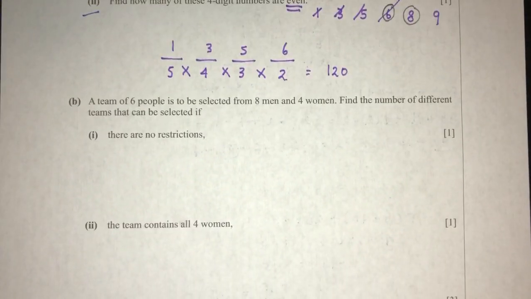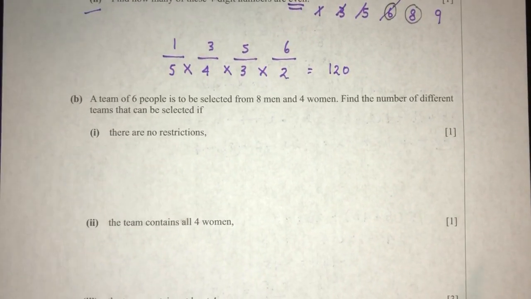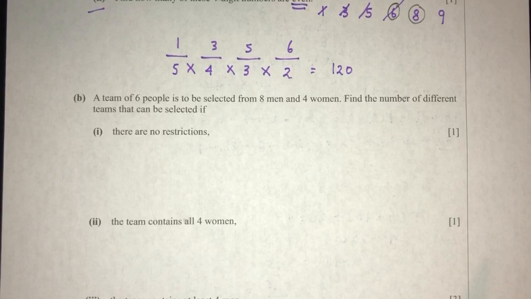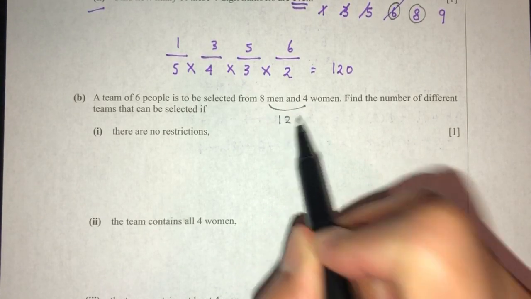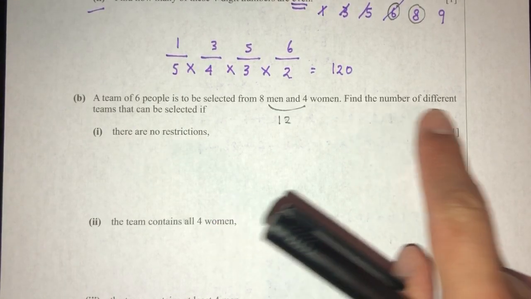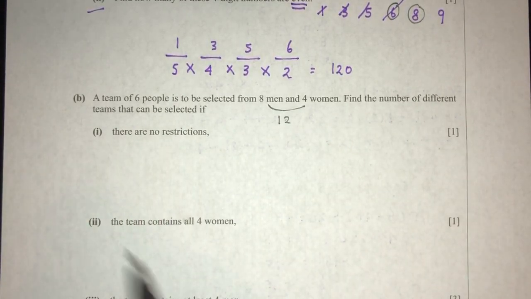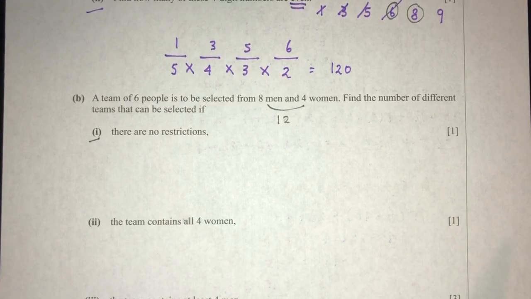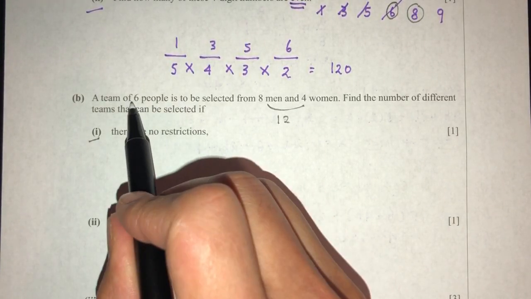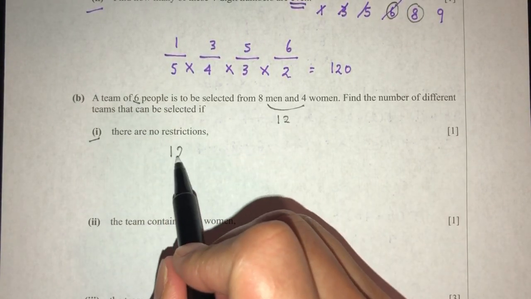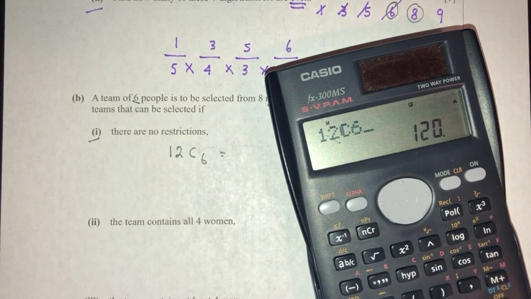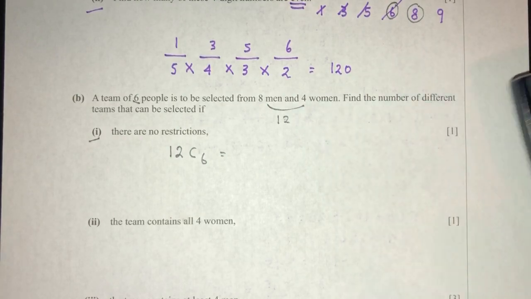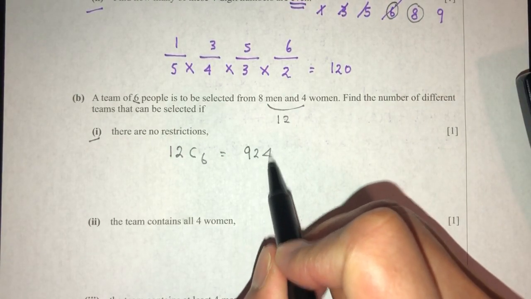Now let's move on to part B. Here we have a team of 6 people to be selected from 8 men and 4 women. So everyone together will be 12 people, right? First, find the number of different teams that can be selected if, part 1, there's no restriction. So basically we want to select 6 people from 12 people. So 12 choose 6. That will be 924. That will be your answer for part 1.